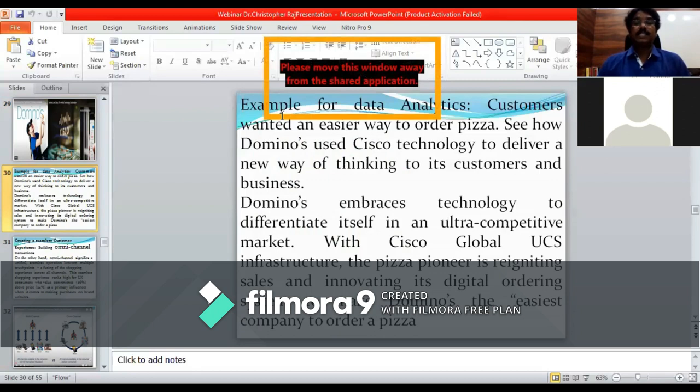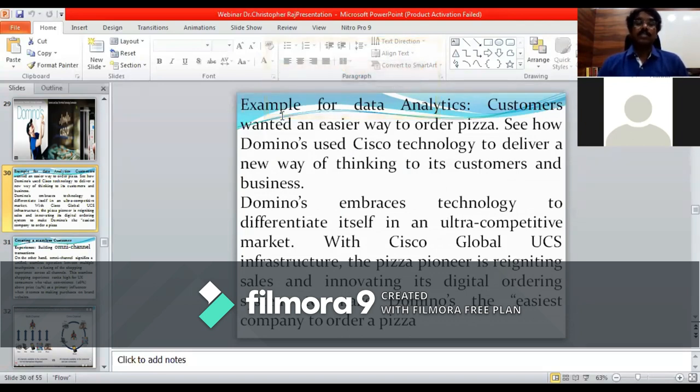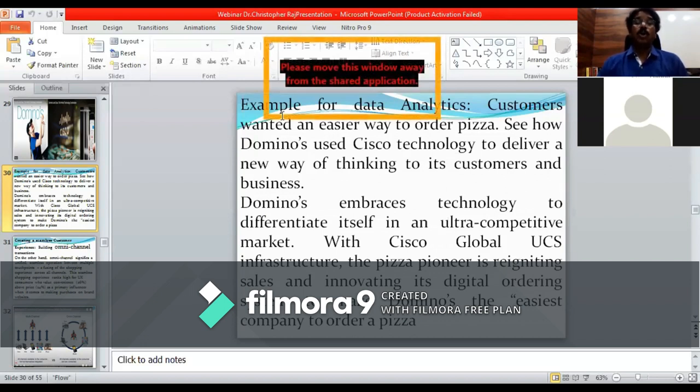Example for data analytics. Consumers want an easier way to order pizza. See how Domino's uses Cisco technology to deliver a new way of thinking to its customers and business. Domino's embraces technology to differentiate itself in an ultra-competitive market. With Cisco global infrastructure, the pizza pioneer is reigniting sales and innovating its digital system to make Domino's an easier company to order pizza from.